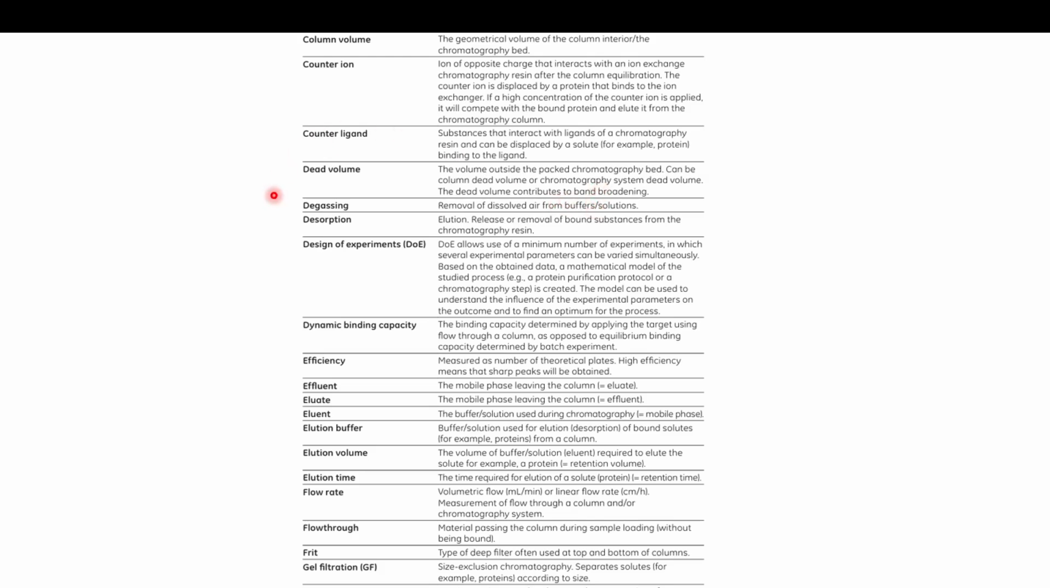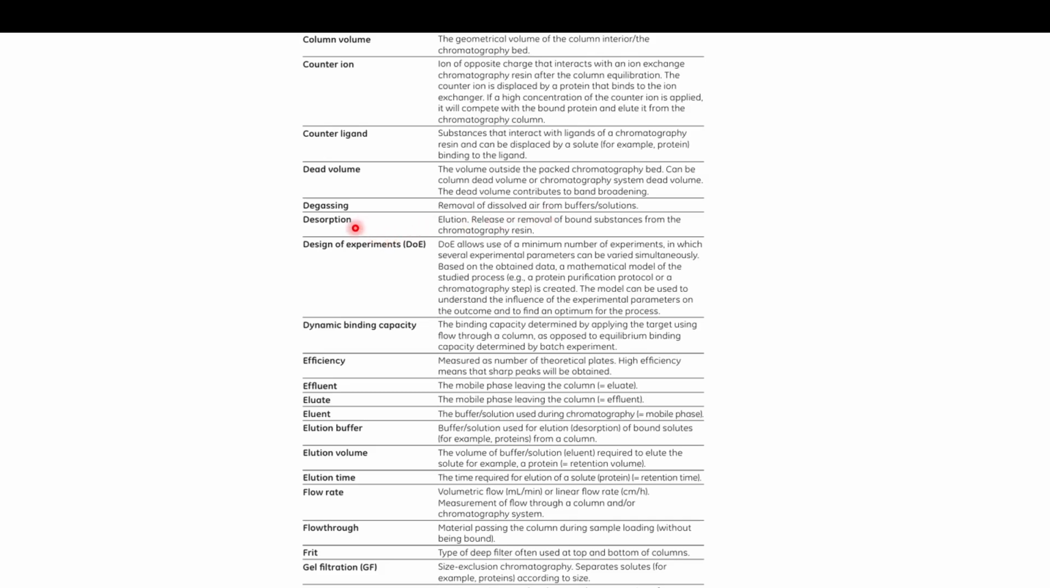It can be column dead volume or column chromatography system dead volume, and the dead volume contributes to band broadening. Another term is degassing, where one has to remove the dissolved air from buffers or solutions, because for gel filtration or SEC, we will eventually look at it in great detail in later slides as well as in the next tutorial, where this is very necessary so that it doesn't interfere with the column packing and chromatographic column resolution.